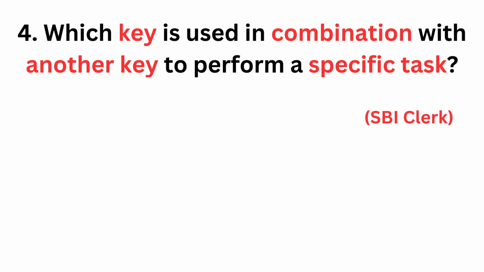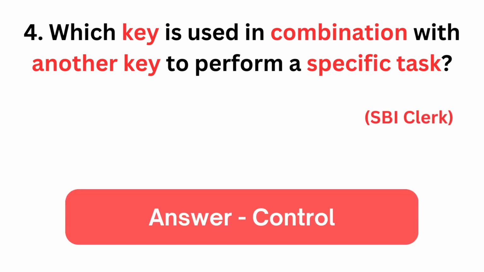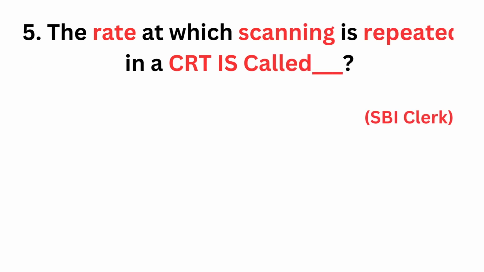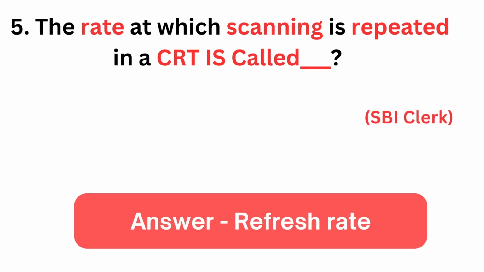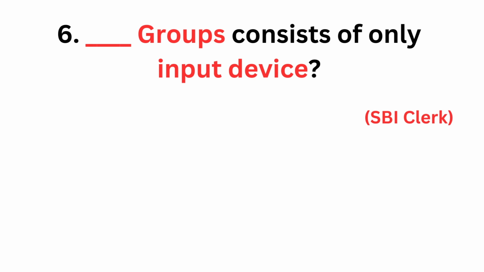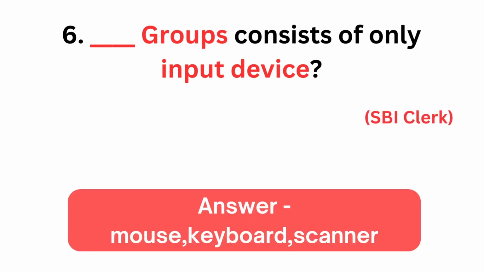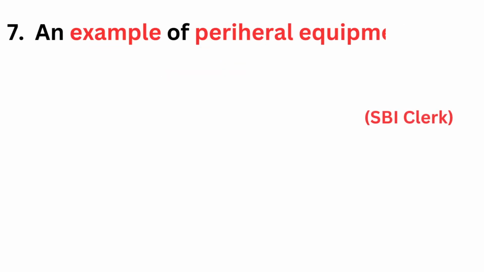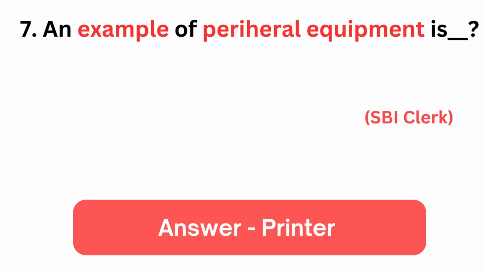Which key is used in combination with another key to perform a specific task? Control. The rate at which scanning is repeated in a CRT is called what? Refresh rate. Which groups consist of only input device? Mouse, keyboard, scanner.